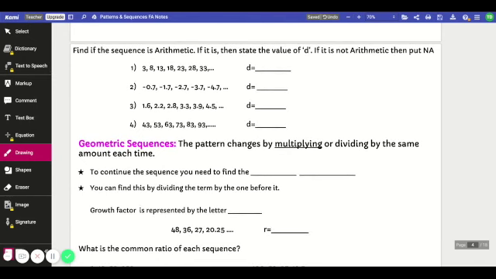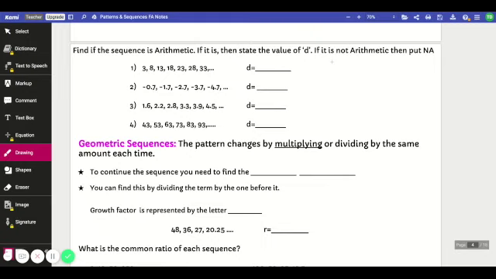Find if the sequence is arithmetic. If it is, then state the value of d, which is the common difference. If it's not arithmetic, then put an A. So number 1, we have 3, 8, 13, 18, 23, 28, and 33.